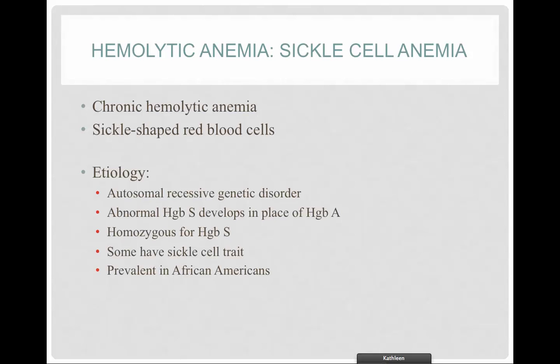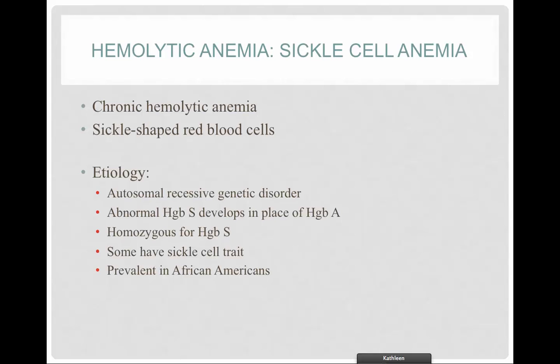Sickle cell anemia is a chronic hemolytic anemia. They have sickle-shaped red blood cells. The etiology is an autosomal recessive genetic disorder. Patients have an abnormal hemoglobin S, which develops in place of the hemoglobin A. They're homozygous for hemoglobin S.